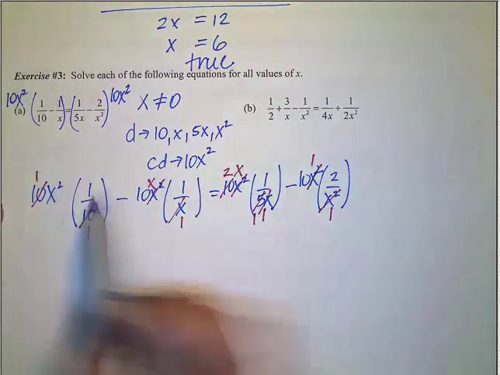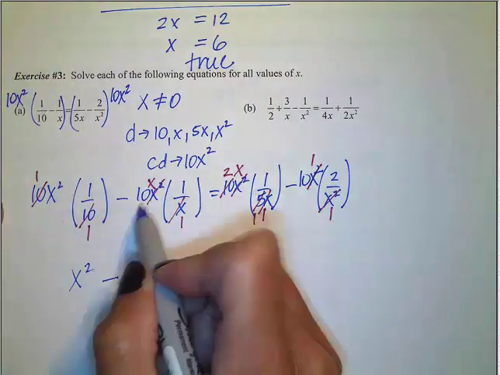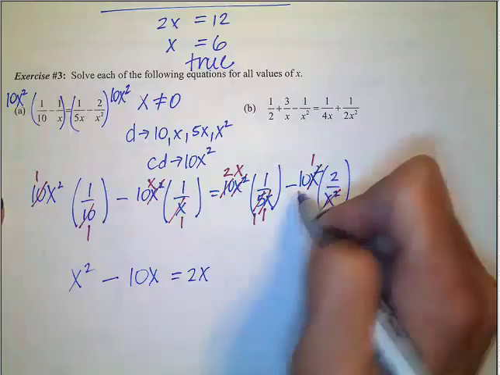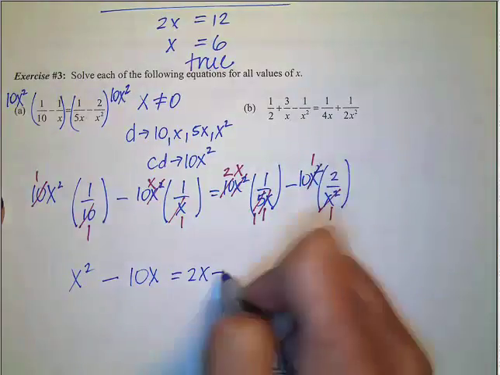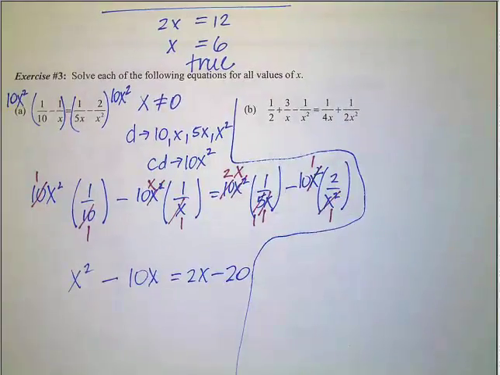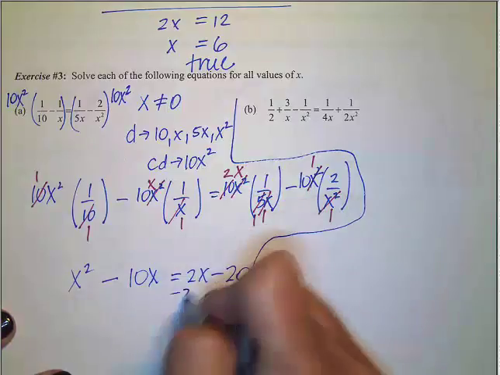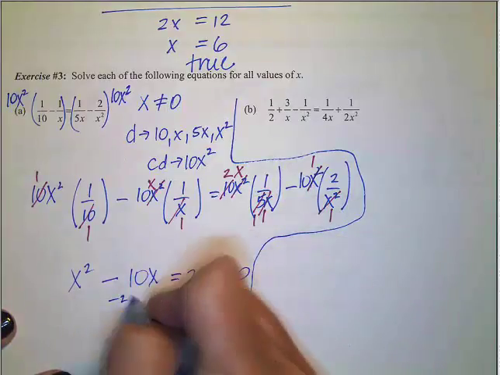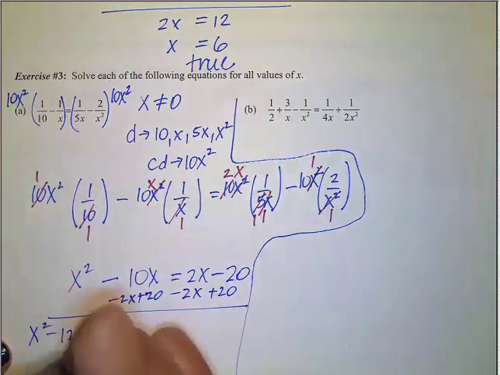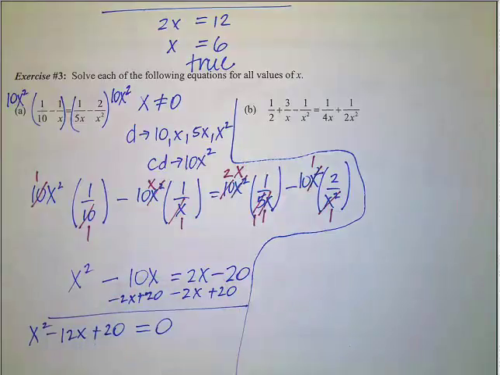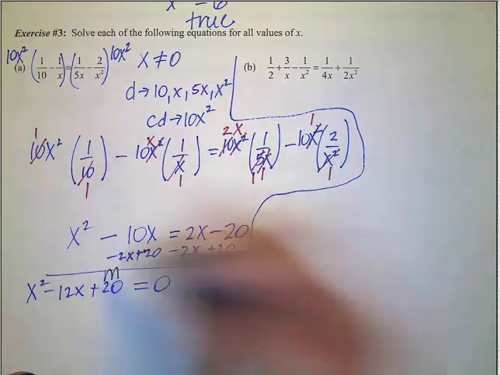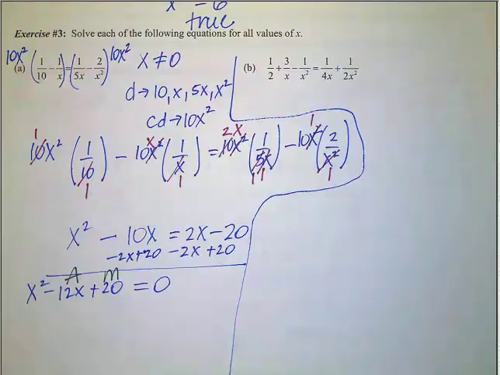So what do I get here? x squared times 1 is x squared minus 10x times 1 is 10x equals 2x times 1 is 2x minus 10 times 1 times 2 is 20. So it's got a squared, so I have to get it equal to 0. So x squared minus 12x plus 20 equals 0. So what are the factors that multiply to 20 and add to 12? Hopefully you're saying 10 and 2.